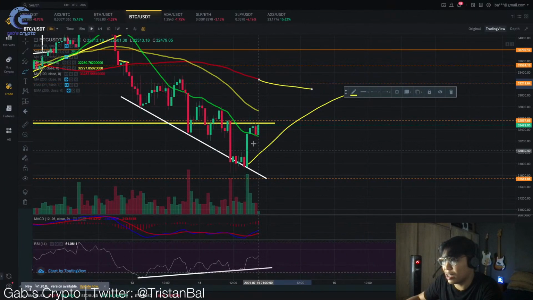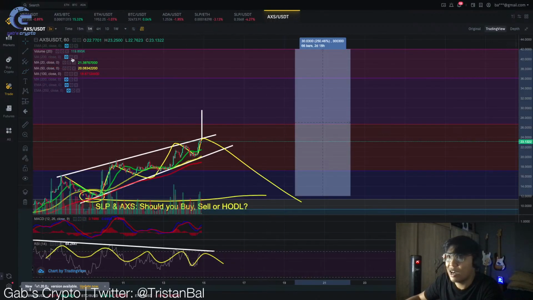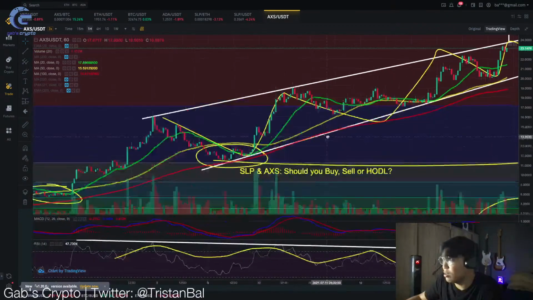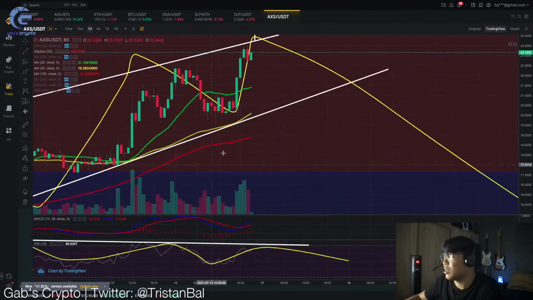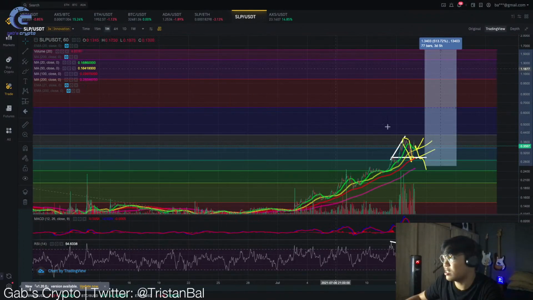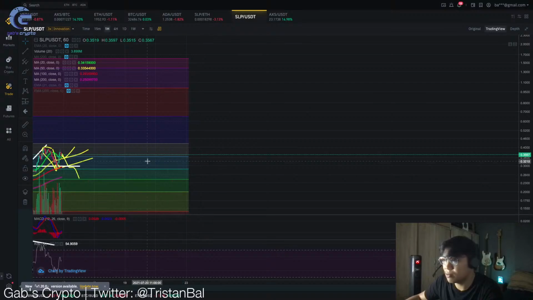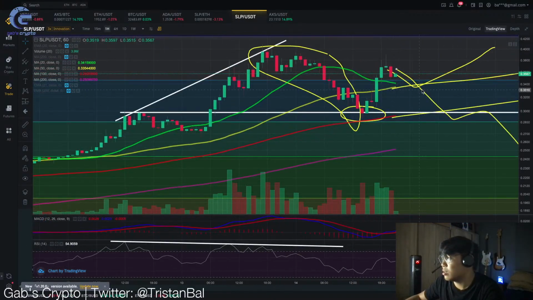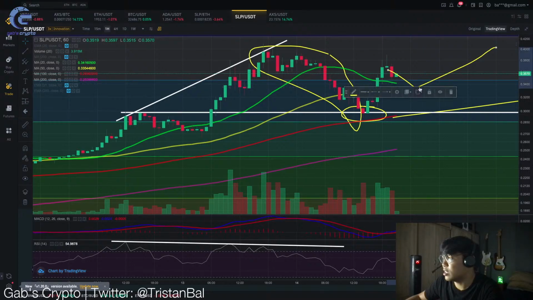So tingnan nyo to, guys. Bitcoin is now pumping, and because of the Bitcoin pump, Axie Infinity token is now pumping. Tingnan nyo to. Kita nyo? Ayan oh. Nagpa-pump ngayon si Axie Infinity token, pati si SLP. Tingnan natin si SLP. So, ayan, nakita tayo ngayon ng pump for SLP, for Axie Infinity.